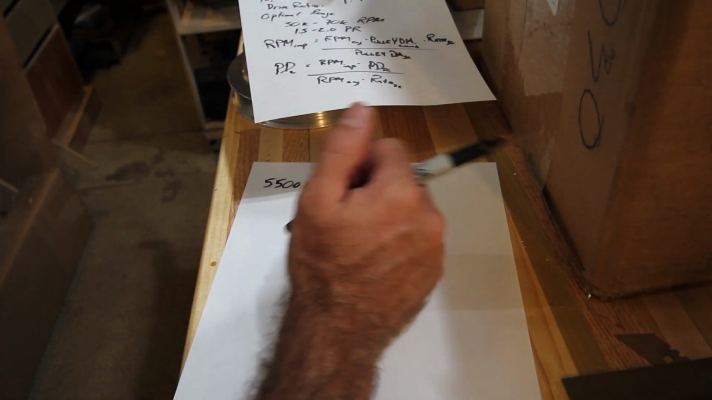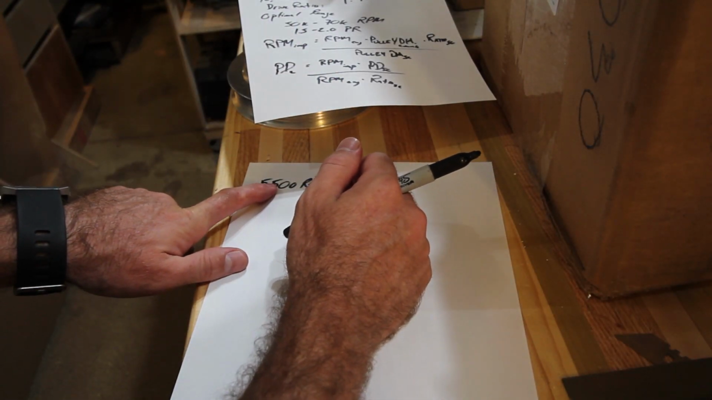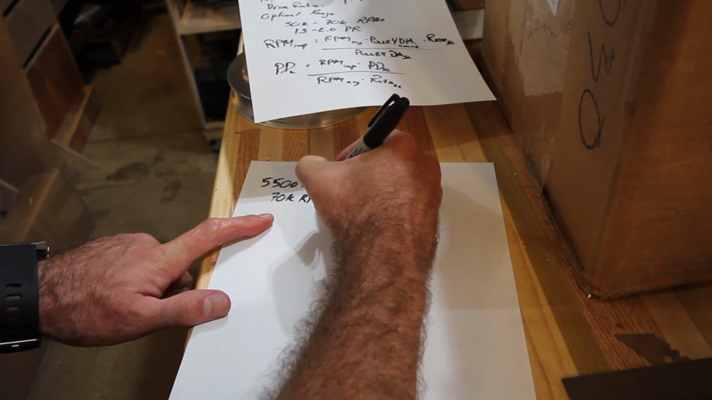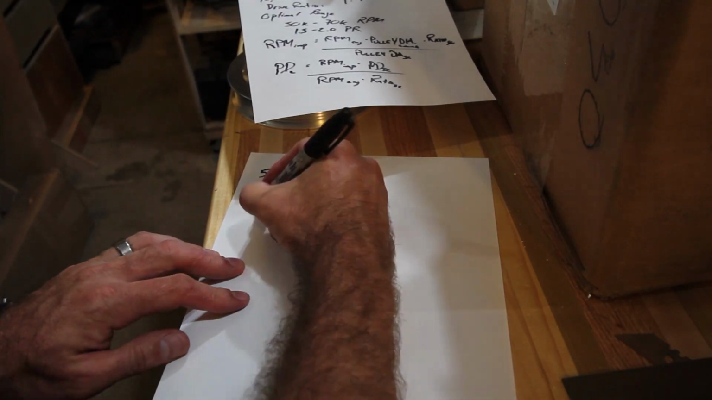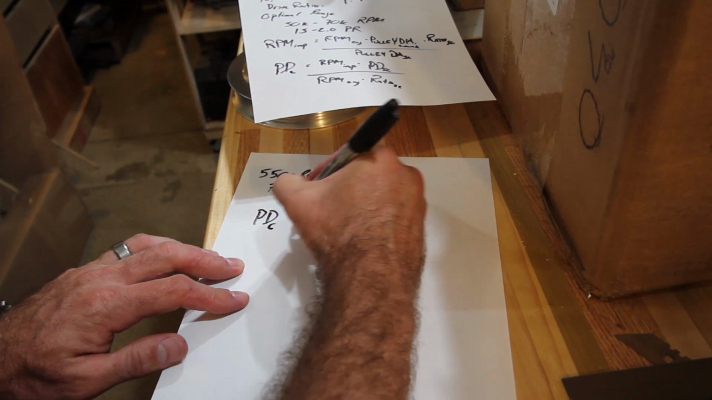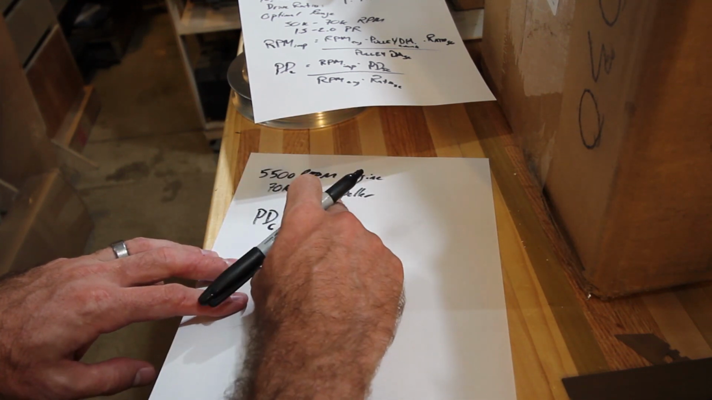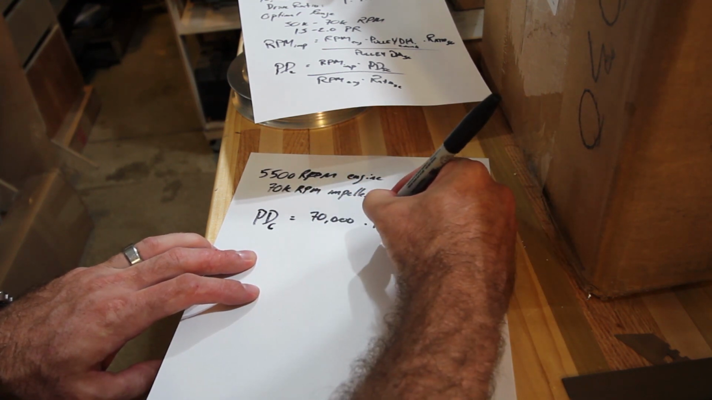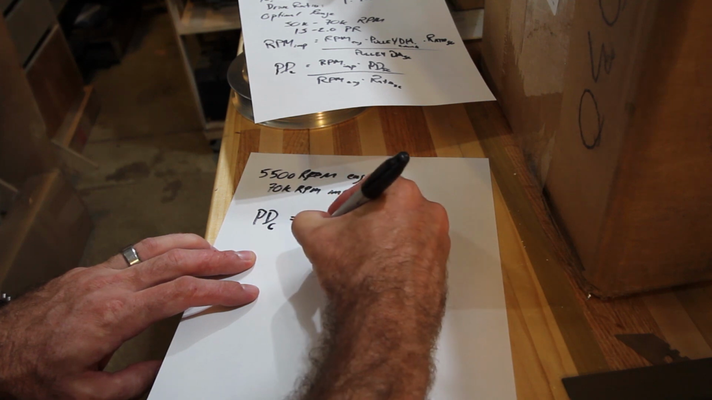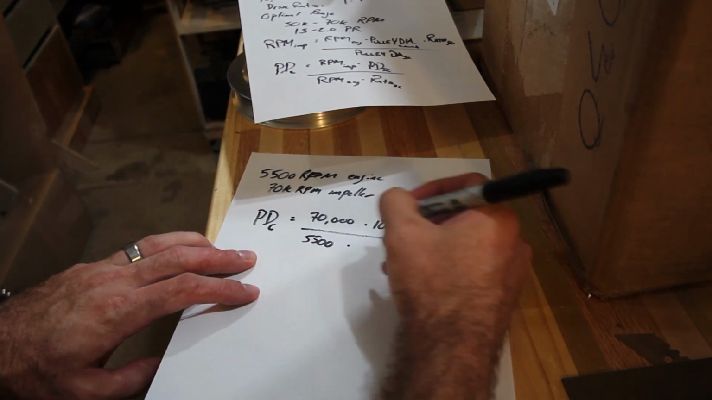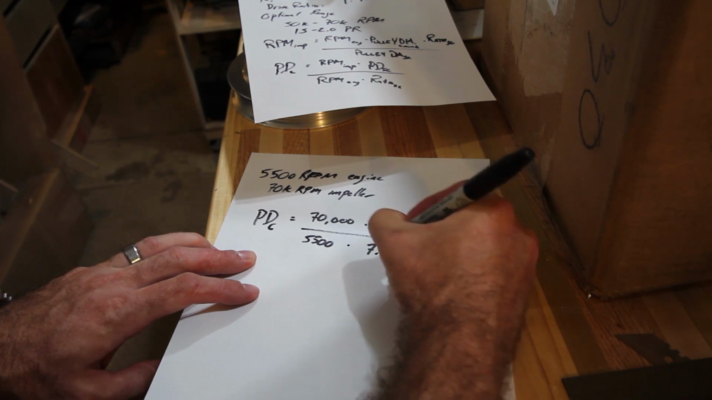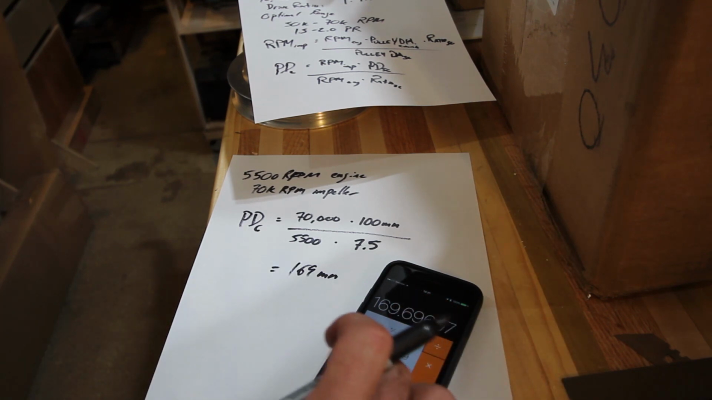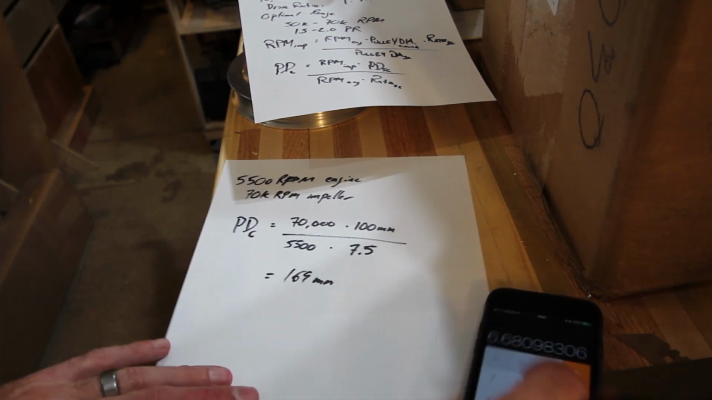Therefore, what would I be targeting? Let's say at 5,500 RPM, I want to be at about the peak efficiency of the supercharger. So let's say 70,000 RPM of the impeller. That means that the pulley diameter of the crank optimized for this scenario corresponds to 70,000 RPM at the impeller times 100 millimeters divided by 5,500 RPM at the engine times the 1 to 7.5 ratio. Let's do the math. 169 millimeters, which divided by 25.4 millimeters per inch, is 6.6 inches.